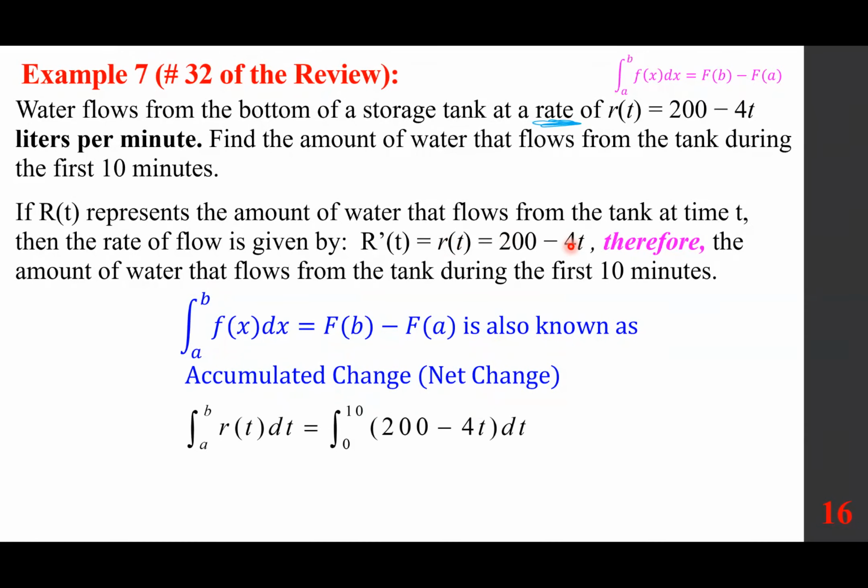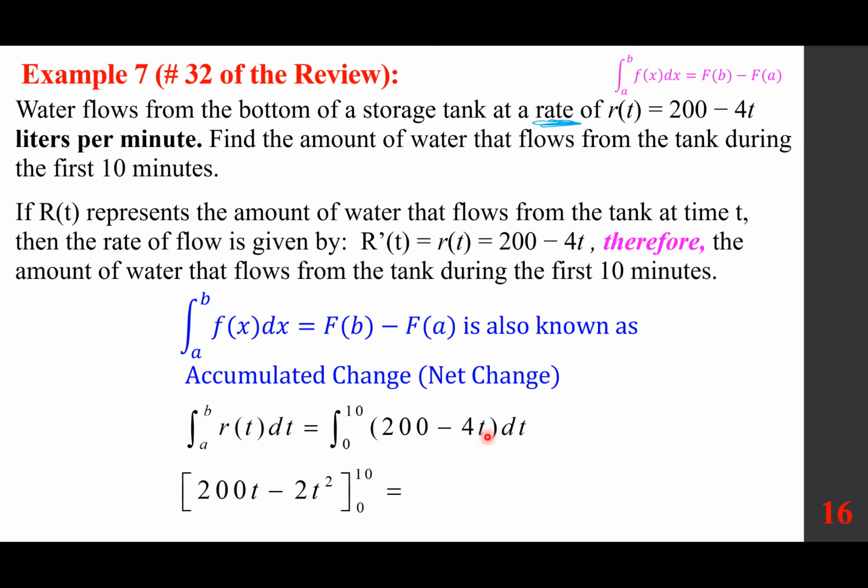So the integral of this, the first 10 minutes from 0 to 10. So how do we get those? That's how we get the lower and upper limit, first 10 minutes. Well, this is 200t. This is minus 4 over 2. That means minus 2t squared from 0 to 10.